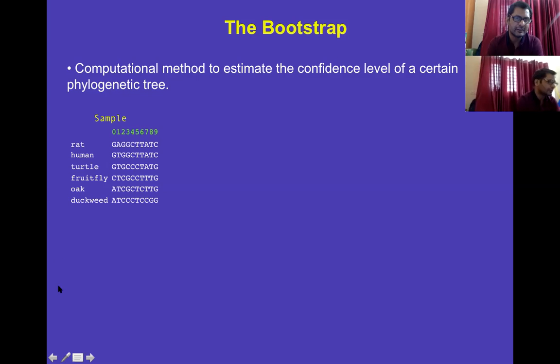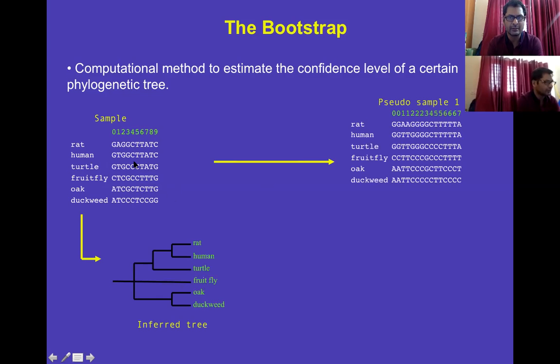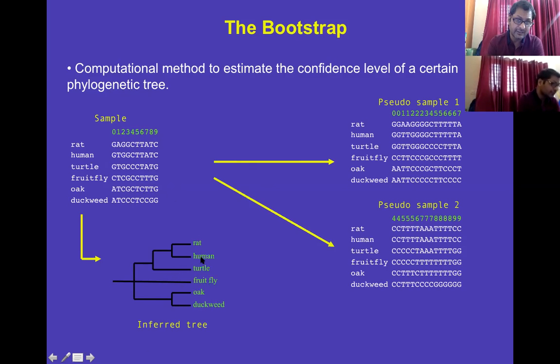Suppose these are your samples, and you infer a tree from this. Now from the samples, we'll make more samples. These are pseudo samples. And then again we'll infer a tree, and then again make a pseudo sample from this and make a tree. And the number of times these two species come together shows that the possibility of these two species coming together is more than any other.